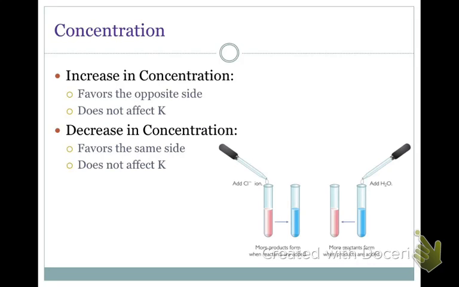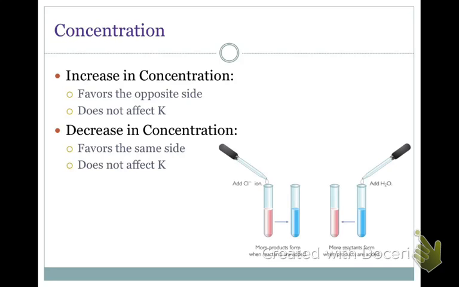So for concentration, if we increase the concentration, it favors the opposite side. So if you had a pen or a pencil in your hand, which you should for the notes, put your fingers right in the middle for it, and then kind of rotate the pen. So if you increase the concentration on, say for example, the reactants, the left side of the pen would go down, and the right side would go up, so it favors the product side. And this does not affect the K equilibrium constant.